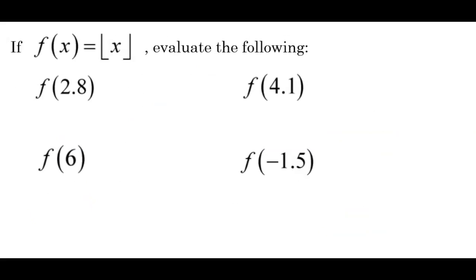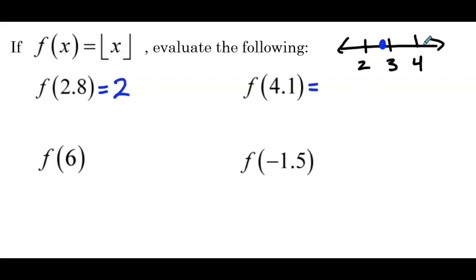Okay, so let's practice with these. If f of x equals the floor of x, evaluate the following. Okay, so if our input's 2.8, what integer comes before 2.8? And a good tool for this is to use a number line. Think about 2, 3, 4. If I put 2.8 on the number line, that'd be right there. Okay, so round down to the integer on the left. So that would be 2.